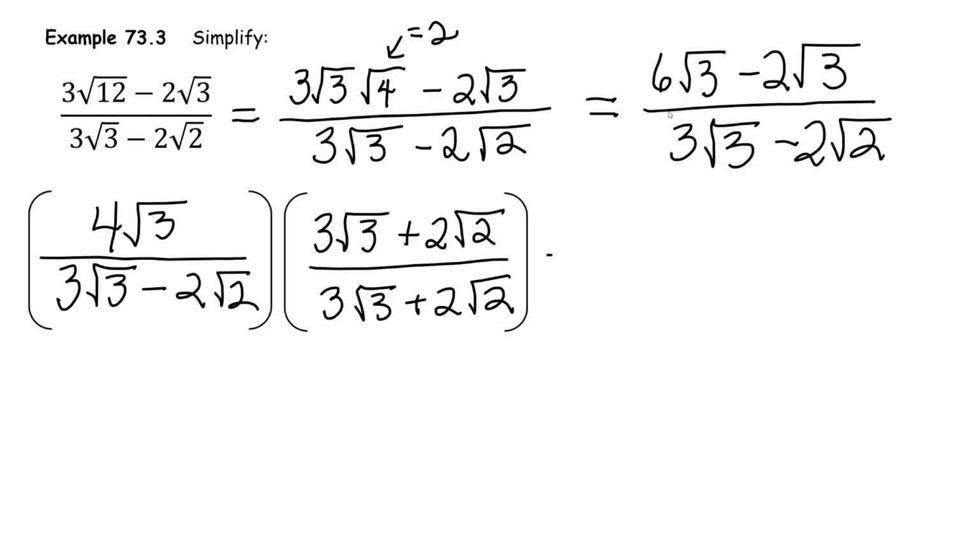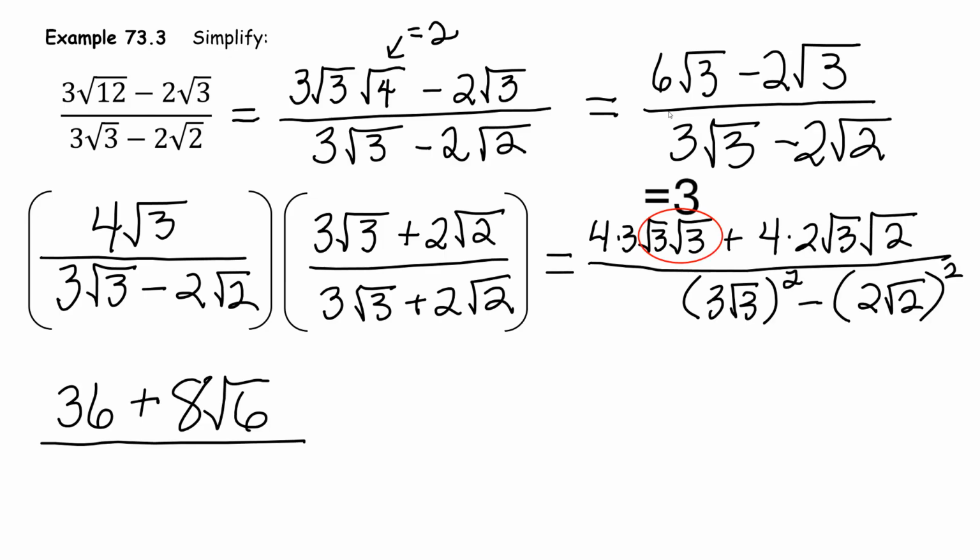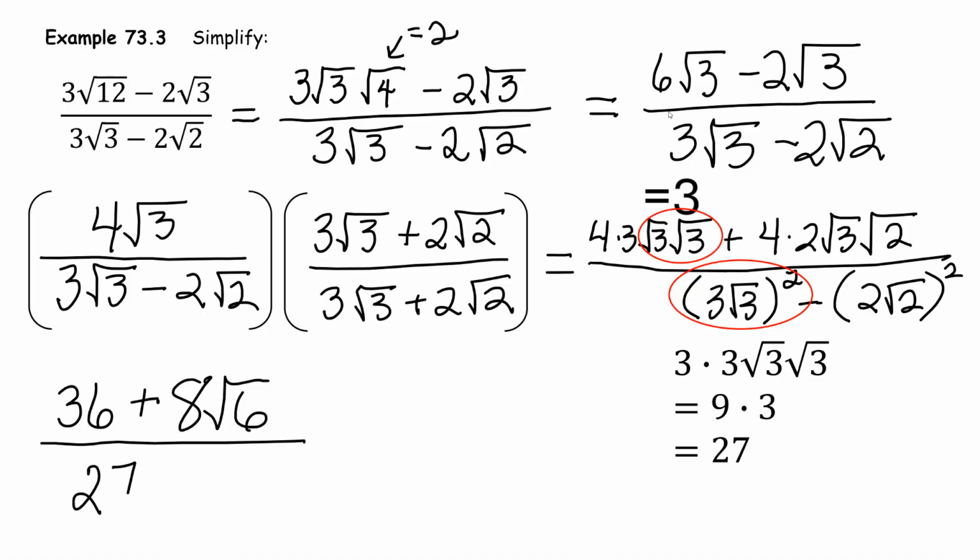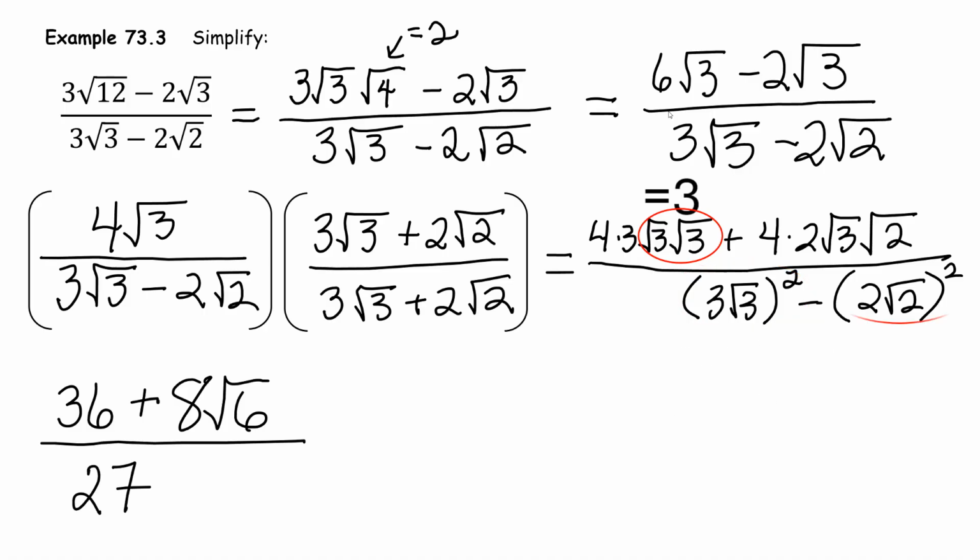And now I'm just going to distribute. So we end up with 36 plus 8 square root of 6 in the numerator, and then in the denominator, it's going to be first thing squared, which is 27, minus second thing squared, which is 8. So we end up with 36 plus 8 square root of 6 over 19.